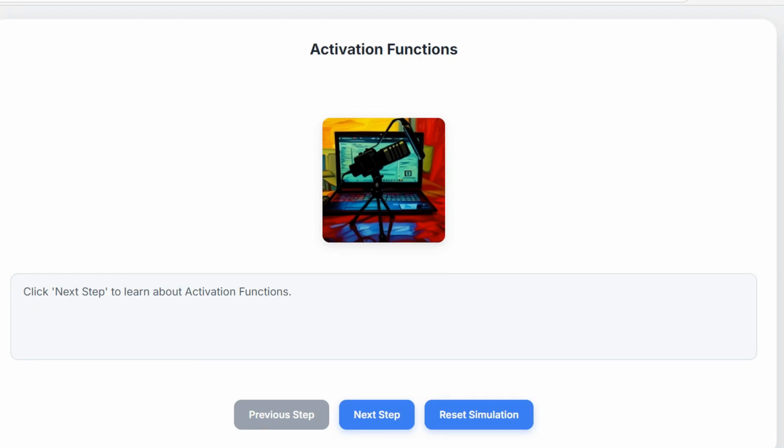Hello guys, today we are going to look into activation functions that are part of deep learning. But before that, I have a question for you. Have you ever wondered how artificial intelligence makes decisions?